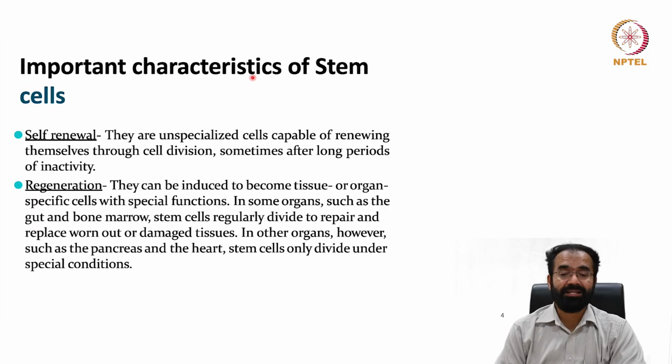So what are the important characteristics of stem cell? One we already discussed, that is self-renewal. They are unspecialized cells because they are not committed for a function. Stem cells are not committed to perform a given function. They are unspecialized cells capable of renewing themselves through cell division, like any other cell will do, or like any fibroblast will do, sometimes after long periods of inactivity, because stem cell multiplication is demand based.